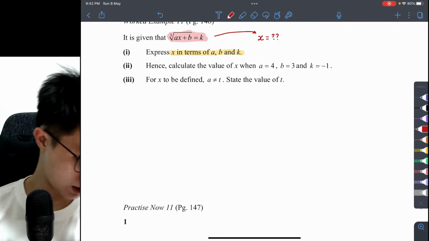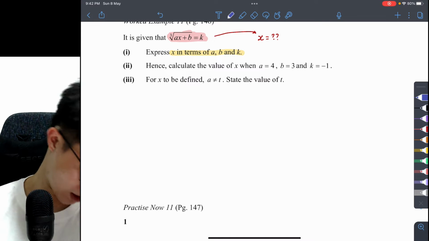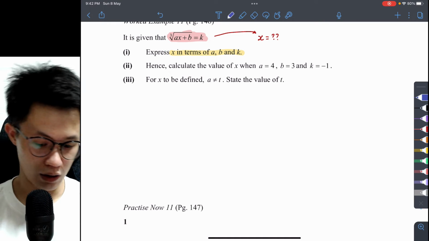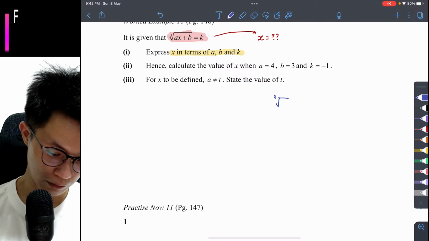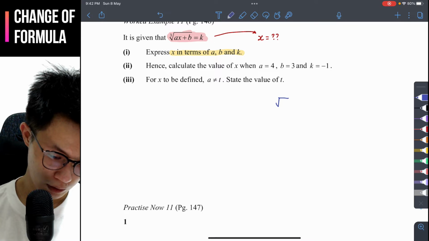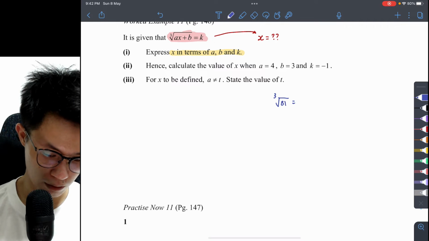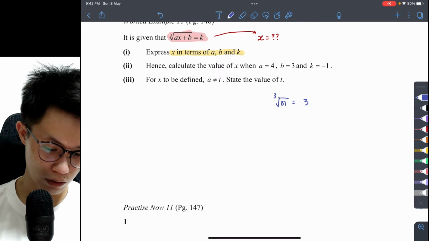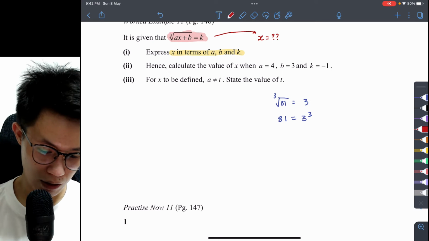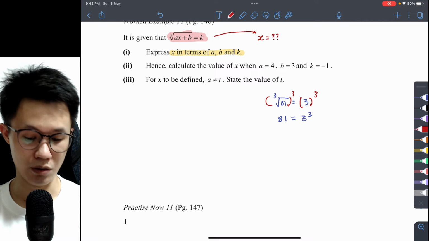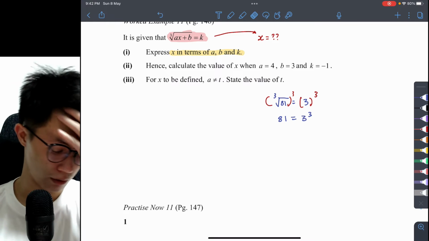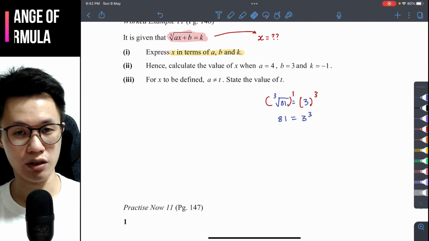Okay, so from here it's not that straightforward, but what I want to show you all is how we are going to get rid of the cube root sign. Okay, so if you remember, we have cube root of 81. Cube root of 81 is equals to 3, right? So in this case, 81 is equals to 3 cubed. To get rid of the cube root, you essentially cube both sides. This is an identity you need to know. The reverse of cube root is just to cube it.